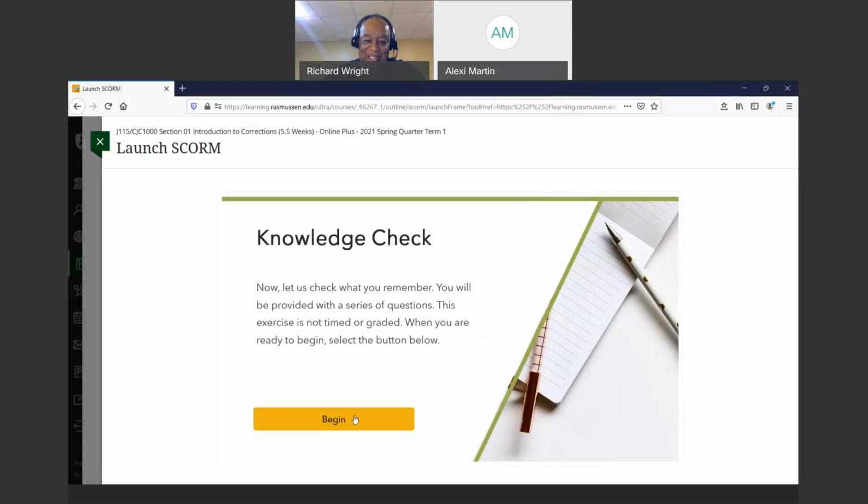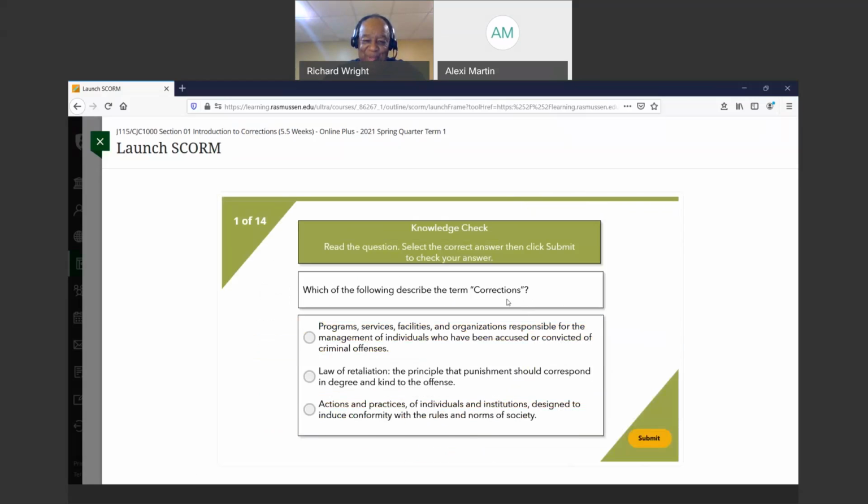Okay, so you can begin, just to show you. Which of the following describe the term corrections? Programs, services, facilities, and organizations responsible for the management of individuals who have been accused or convicted of criminal offenses. The law of retaliation, the principle that punishment should correspond in degree and kind to the offense. Actions and practices of individuals and institutions designed to induce conformity with the rules and norms of society.